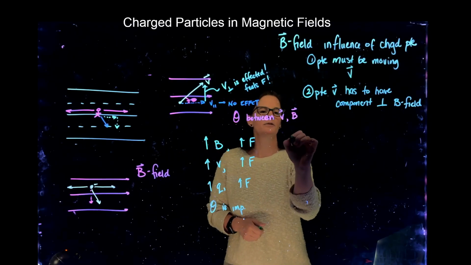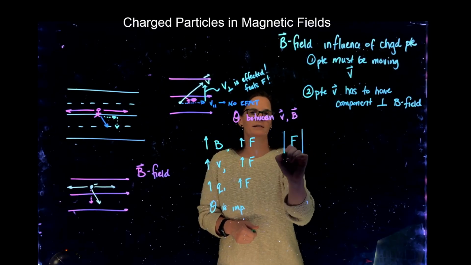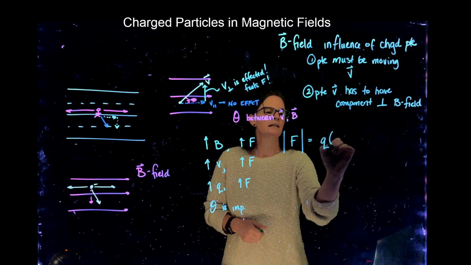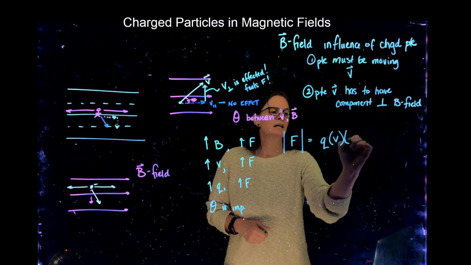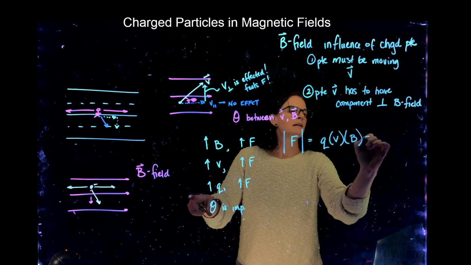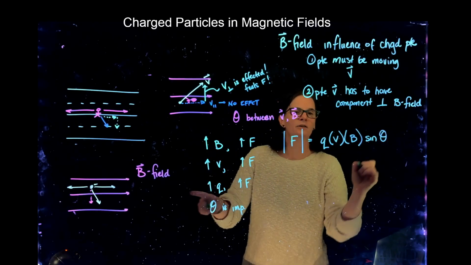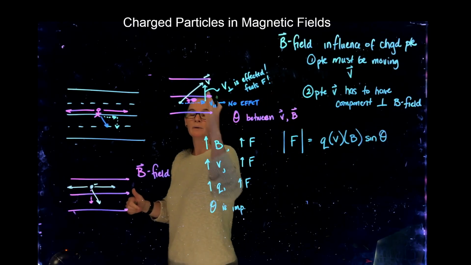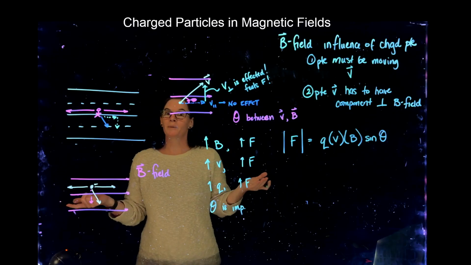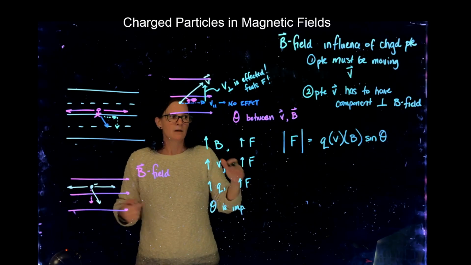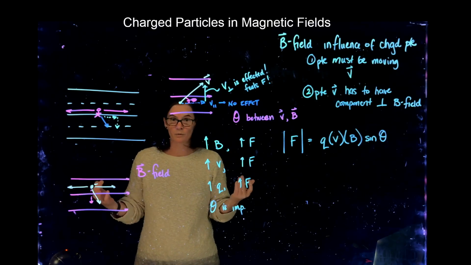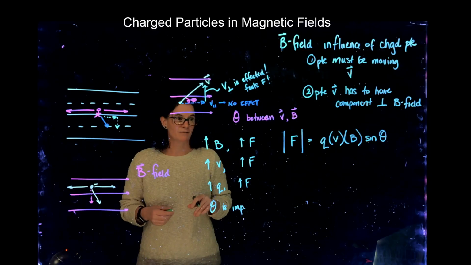This leads to the relationship of the force, which is the charge times the speed times the strength of the magnetic field, times the sine of the angle. When the angle is 90 degrees, when I'm perpendicular to that field, I get a maximum force. When I'm parallel, 0 degrees or 180 degrees, the sine of that angle is 0 and I get no force. So it's consistent with our behavior.